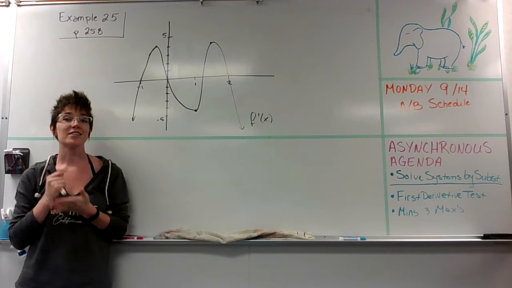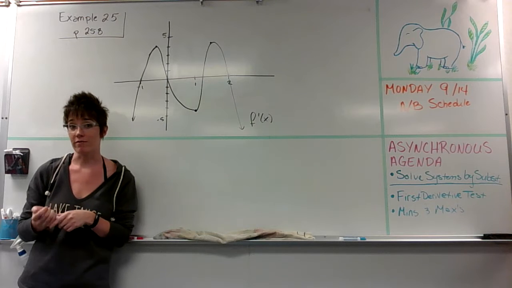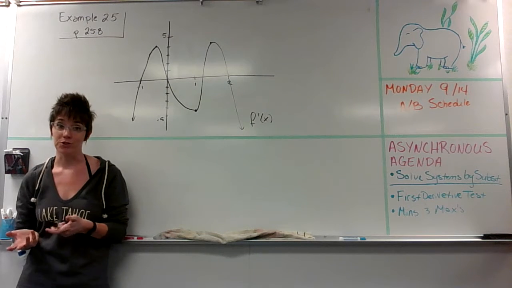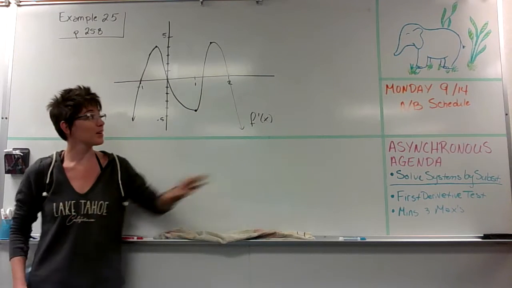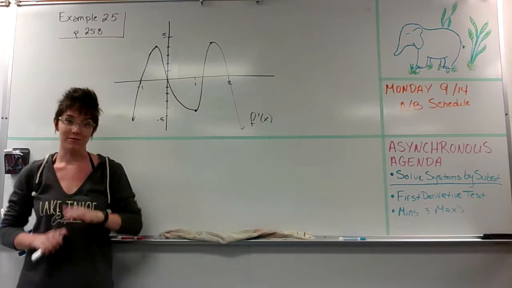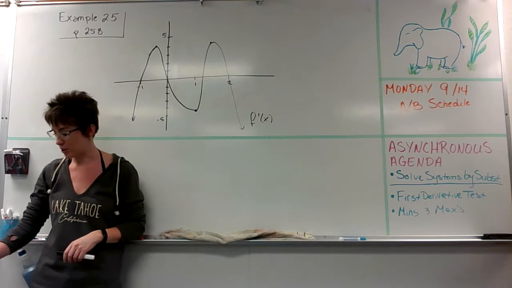Okay, so this last example comes from page 258. It's example 25, and this one is a far more interesting problem because what they've given us is not the original function, but actually the derivative of the original function. Okay, so let's take a look at the example and see what they're asking us to do.